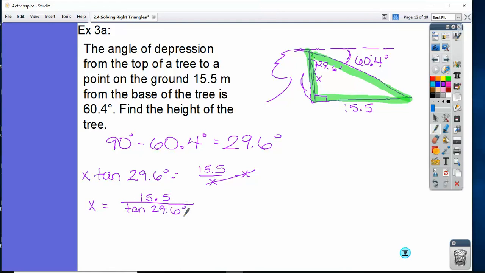How many significant digits will I use in my answer? 3 is what we had in the problem. So you get 27.2849, so we'll call it 27.3. What would my unit be? Meters.